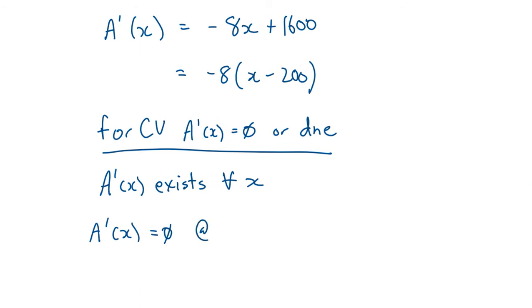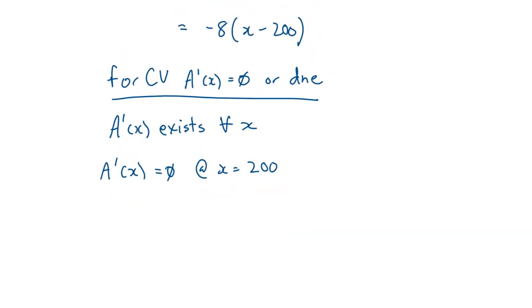And where is it equal to 0? When x is 200. Good. So we only have one solution, so that had better be the solution. This one's easy to check, so I'm going to check it. If I do A prime, this is almost like a first derivative chart, but I'm not writing out the whole thing.